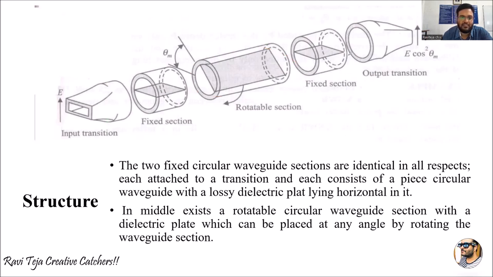So, both the ends will be having input transition as well as output transition. And besides that, they will be having fixed sections at both the input transition as well as the output transition. And in between, there is an important section called the rotatable section. And in all these fixed sections as well as the rotatable section, there are dielectric plates which are horizontally fixed to it. This is the structure a rotary vane attenuator will have.